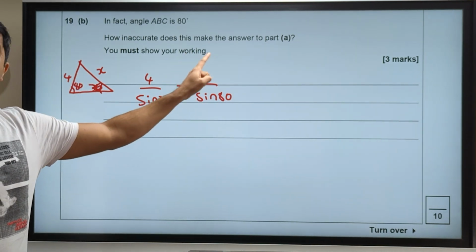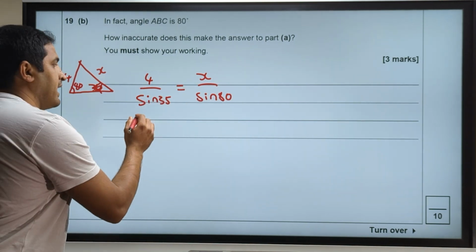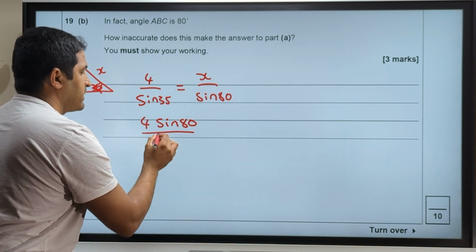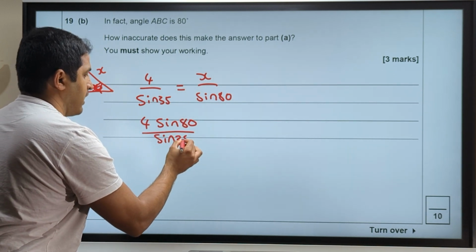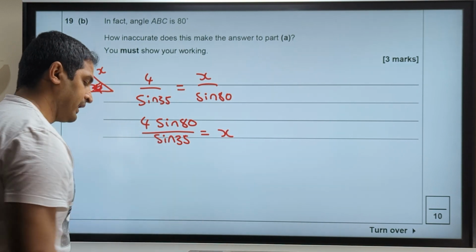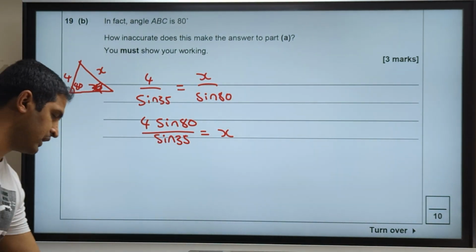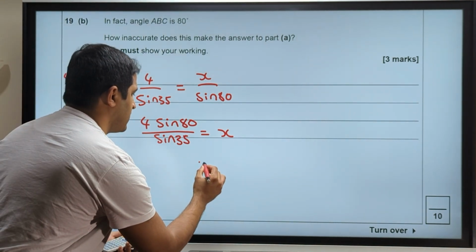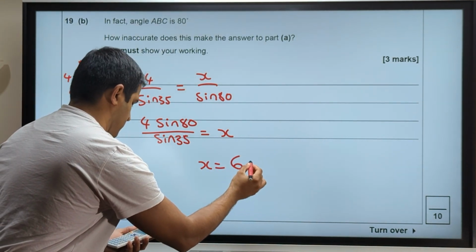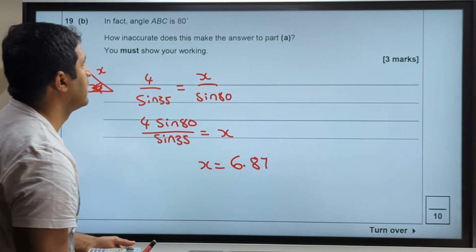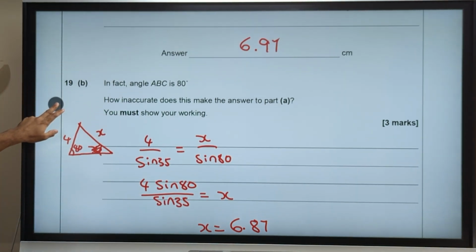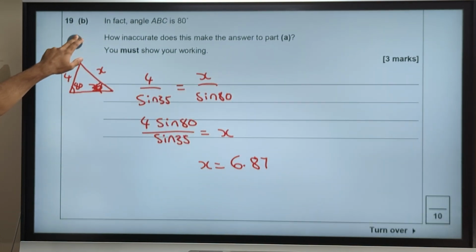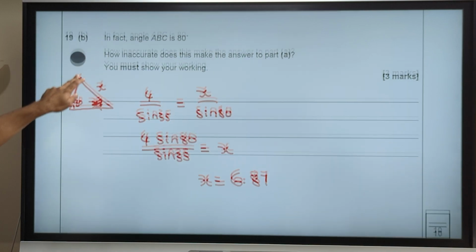So if I wanted to work out what x is, multiply both sides by sine 80. So we get 4 lots of sine 80 over sine 35. And that gives you what x is. That's just putting numbers in the calculator. And then we get 6.87. Whereas that was 6.97. Compared to that, we get a smaller number, which is 6.87.